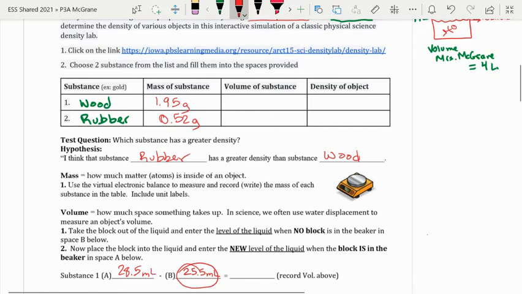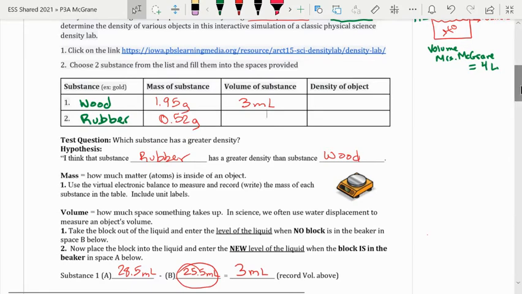Okay, now we subtract. 28.5 minus 25.5, that's mine. You do yours. So I'm going to use my calculator. I don't need to, but it's good modeling. I get a volume for my block of wood of 3 milliliters. So I'm going to say 3 milliliters up here.